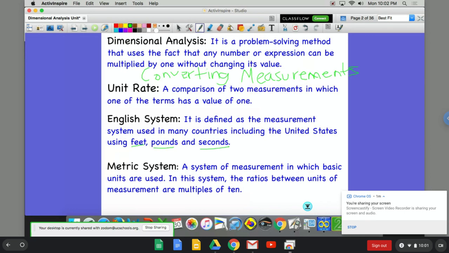And then we have the metric system, which is a system of measurement in which the basic units are used. In this system, the ratios between units of measurement are multiples of 10. So that's the one that I think it's like 96 or 97% of the rest of the world uses. And it's a little bit easier than the English system, but the English system is the one that we do use in the United States, so it's going to be beneficial for us to use. And that's the one that we are going to focus on at first. So if you need to pause the screen, please get all these vocabulary words down. They're going to be important as we move forward.